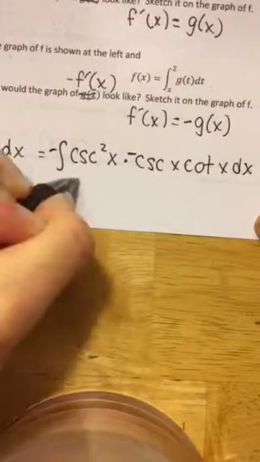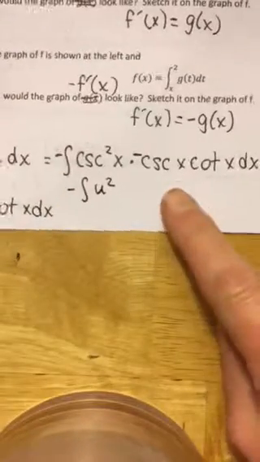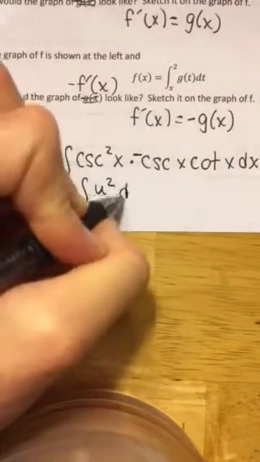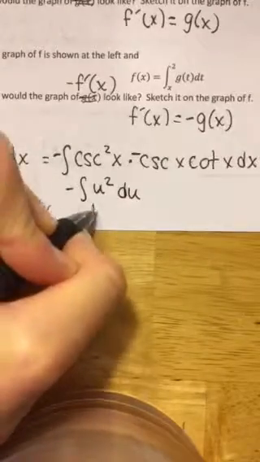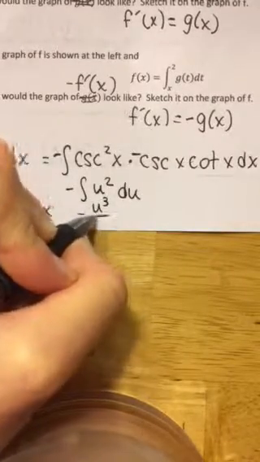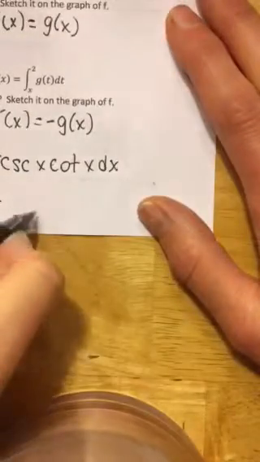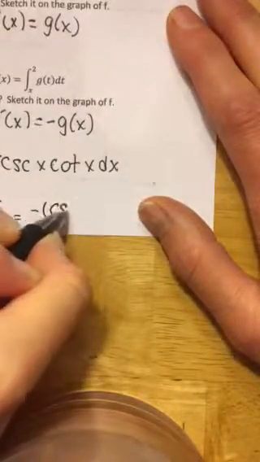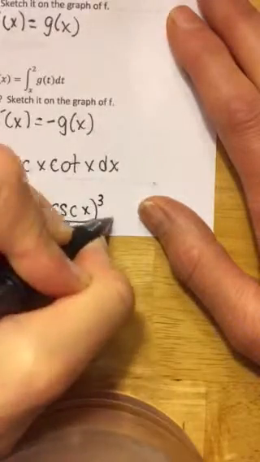So substituting in, I get negative u squared. Everything behind this becomes du. Okay, we just integrate using the power rule. So we get negative u cubed over 3 plus c. And then we're just going to plug back in. Negative cosecant x cubed over 3 plus c.